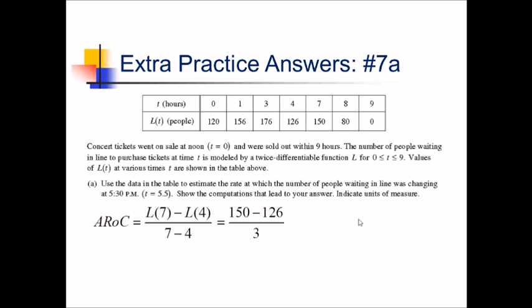So if we're talking about the rate at which people in line is changing, this is going to be, let's see, we're doing L of t over t, so that's basically people per hour. So 8 people per hour.